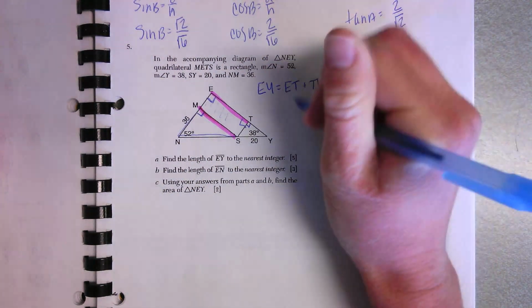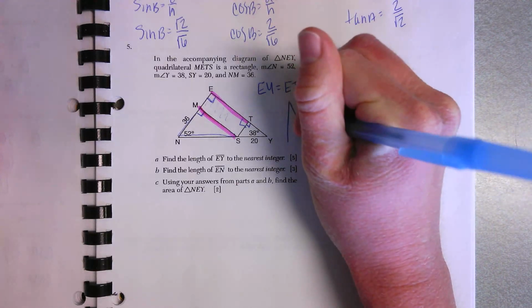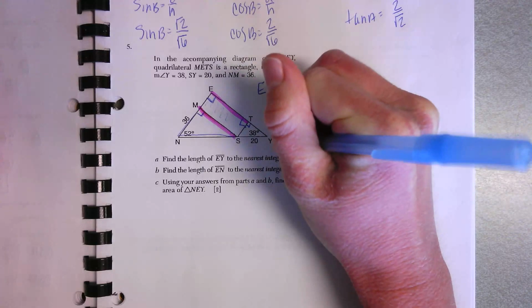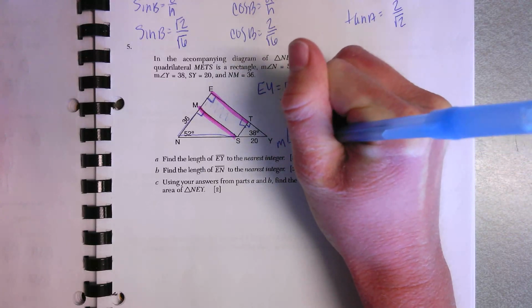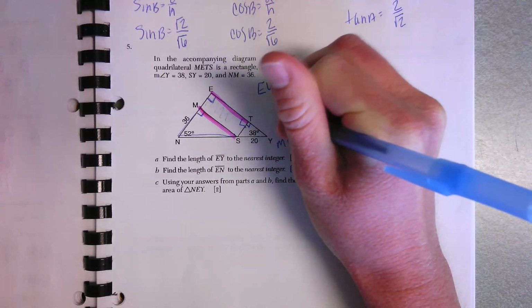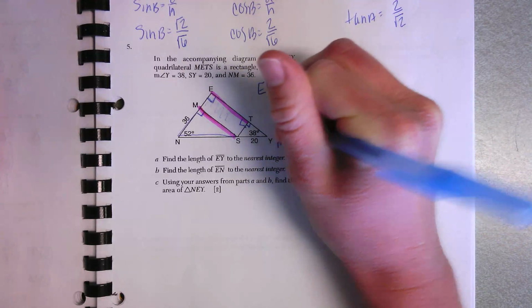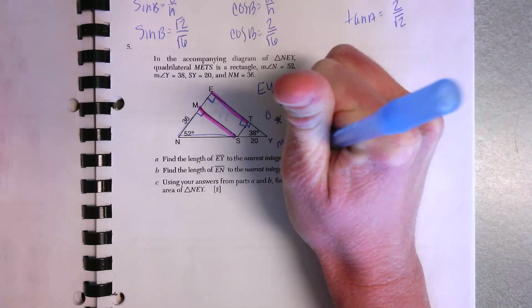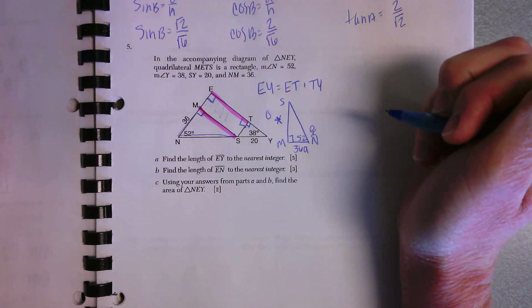I'm going to redraw it, I guess. So here is triangle NSM, 52. This is 36. So we want to find this one. So here's my opposite, my adjacent. So I'm going to be using tangent.